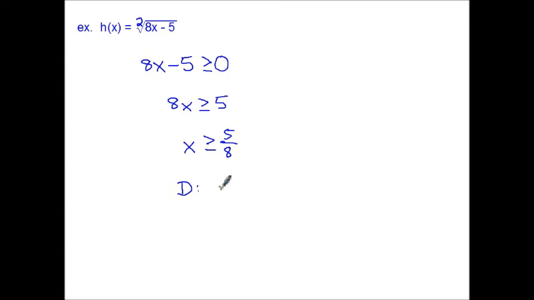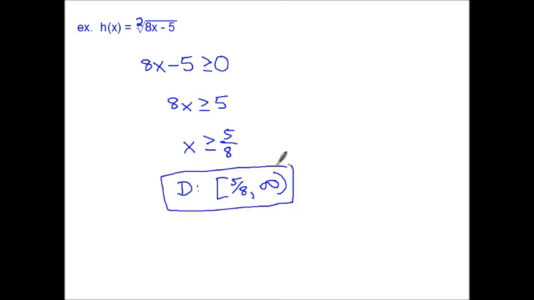We can write an interval notation. Again, bracket here, 5/8, going all the way up to infinity, and there you go. So there's our domain for this guy in interval notation. Again, if the interval notation isn't specified, the other notations would be allowed. But there you go for domain.